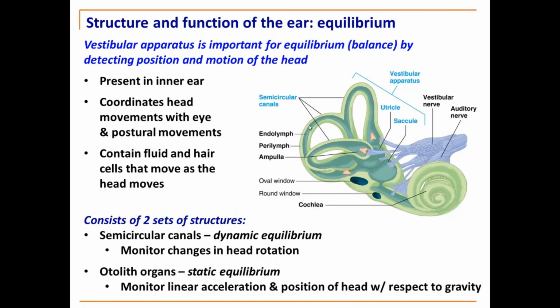And then you've got the otolith organs, which are the utricle and the saccule. And these are to do with static equilibrium. And as I said, they help to monitor linear acceleration. So that can be linear, moving forwards or backwards, or up and down if you're in a lift, for example. And that's all with relation to the position of the head with respect to gravity. So it's also about tilting your head forwards or tilting your head backwards.